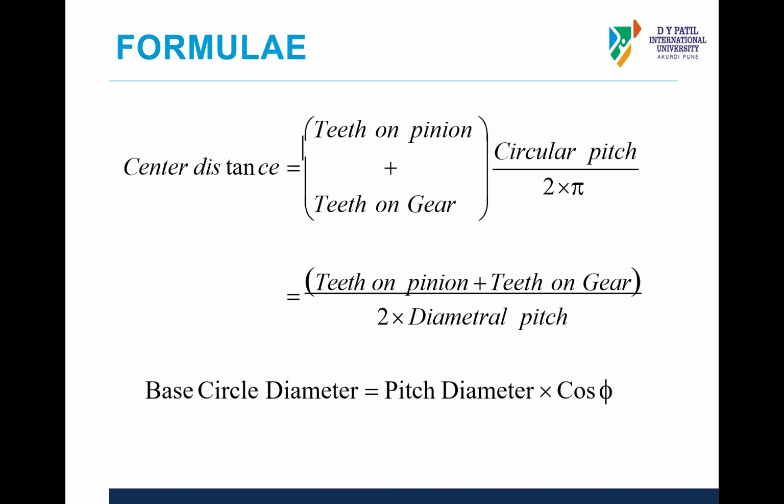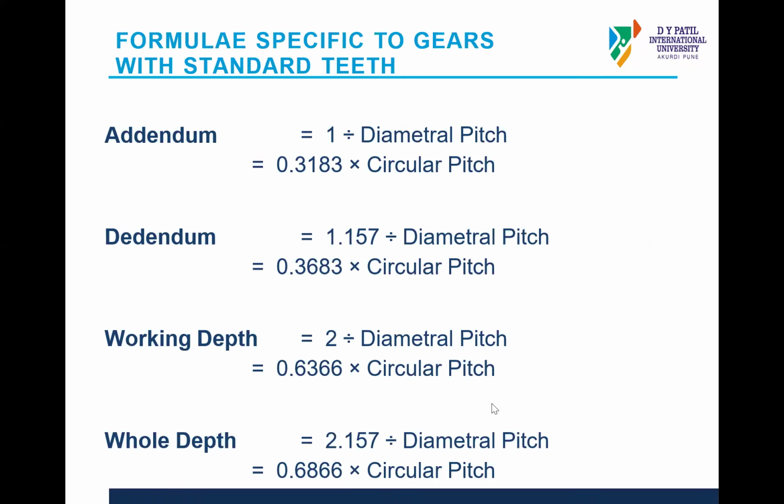Okay. Now how can we calculate the center distance? Center distance is teeth on pinion plus teeth on gear into circular pitch upon 2 pi, or you can say teeth on pinion plus teeth on gear upon 2 times diametral pitch, that will define the center distance. Then we have base circle diameter, that is pitch diameter into cos phi. Okay. Now next is addendum. So addendum is 1 upon diametral pitch. Suppose if you want to calculate the dedendum, then it is 1.75. Because this distance is given, there is a correlation between module and addendum. That will be 1.157 times diametral pitch.